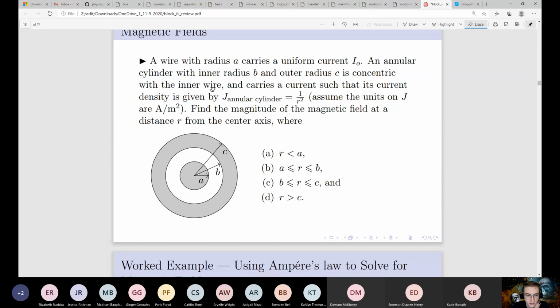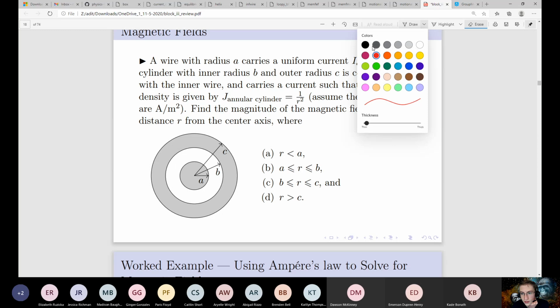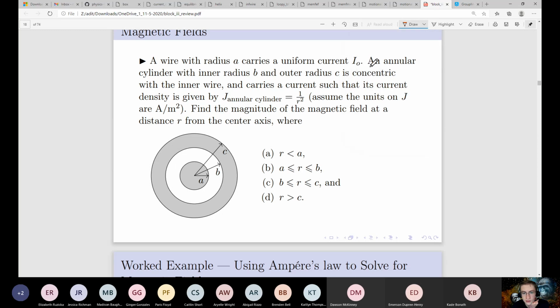Let's say the inner wire of radius a is carrying a current of I naught. That's just a constant. By contrast, the annular cylinder, the outer gray thing, is carrying a current density. We don't know what its current is yet, of 1 over r squared. And we'll assume that the units work out. That current density is just amps per area, so amps per meter squared. So whatever the units on that constant have to be.